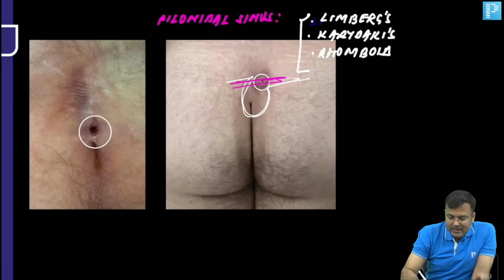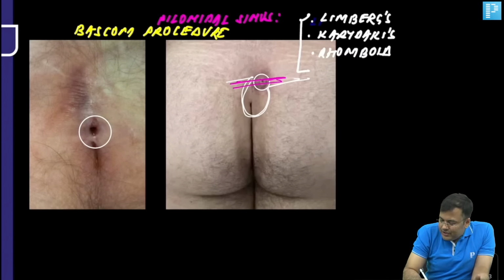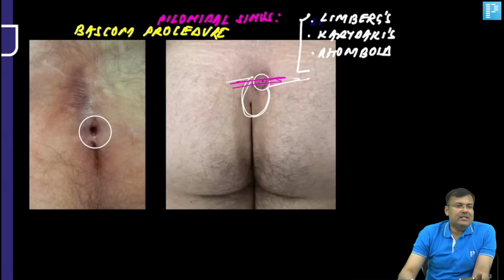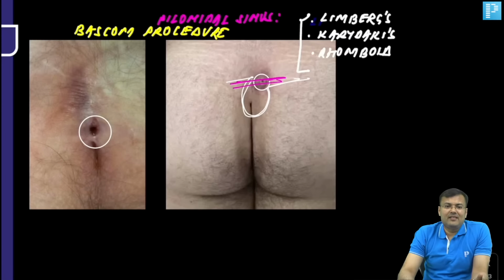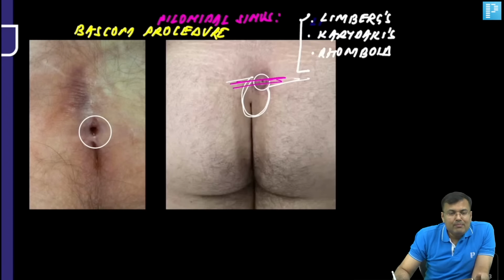And what is the name of that procedure, guys? Tell me, what's the name of that procedure? Name of procedure is Bascom procedure. So it is the Bascom procedure which is done. So this is pilonidal sinus. It is not Gascon, it is Bascom.